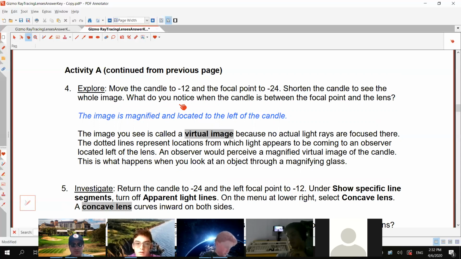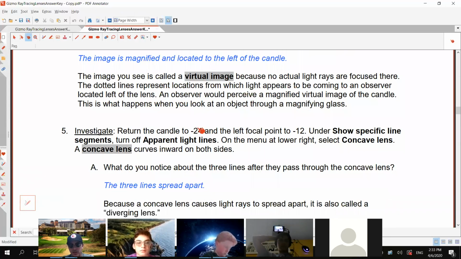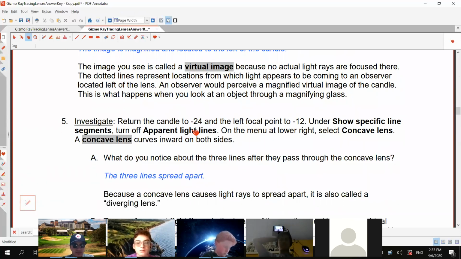Now it asks us to flip the position of the candle and the focal point. So now we've got the candle at 12 and the focal point behind the candle at 24. Shortening the candle so we can see the whole image, what do you notice? Well, the image is magnified and located to the left of the candle. So the image we see is obviously a virtual image because there's no actual light rays converging there. We're seeing the extension of the refracted rays.